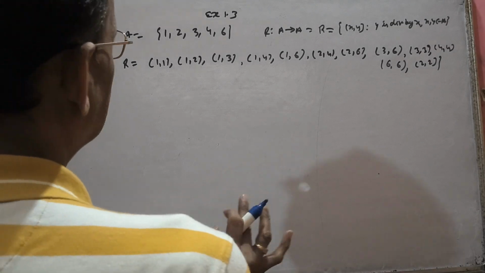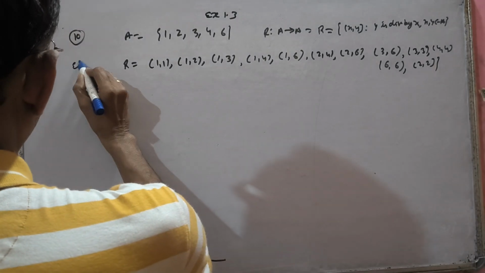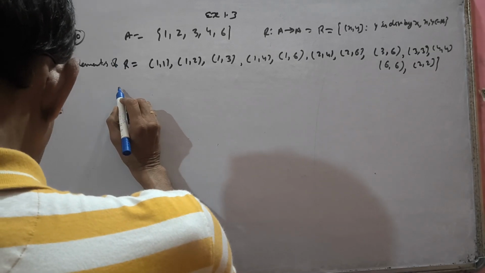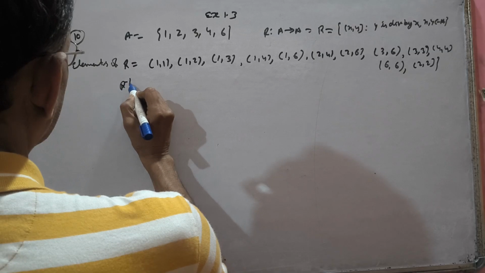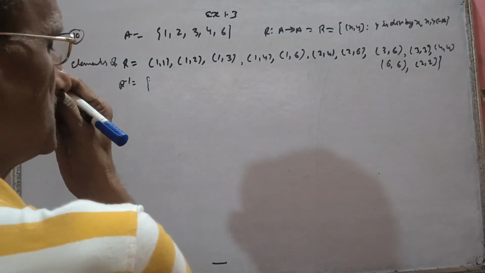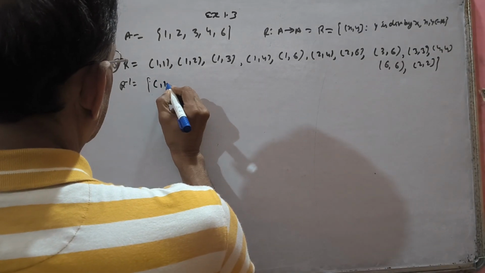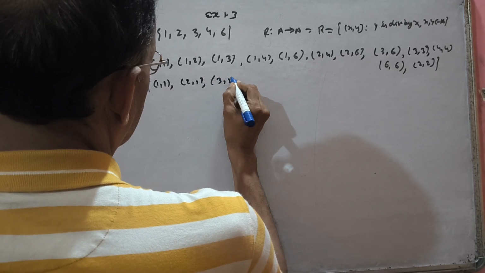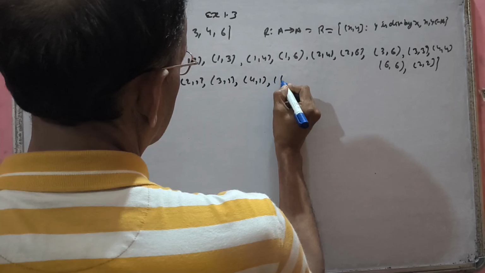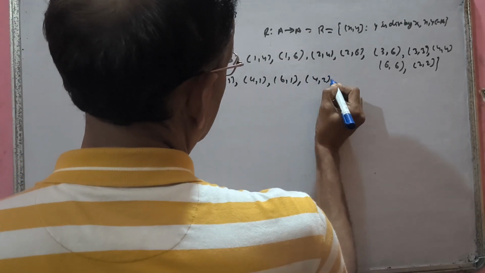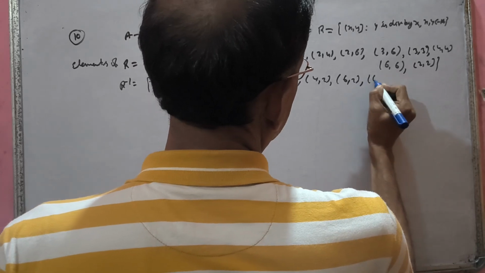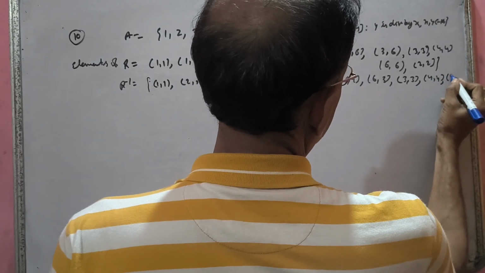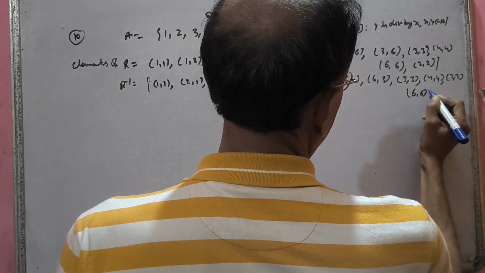Then the question is asking to list the elements, they are not asking for R. So you better write elements of R equal to. Then they are asking R inverse. So R inverse is simple only. It is the inverse relation. So just invert: 1, 1, 2, 1, 3, 1, 4, 1, 6, 1, 4, 2, 6, 2, 6, 3, 3, 3, 4, 4, 2, 2, 6, 6. This is R inverse.